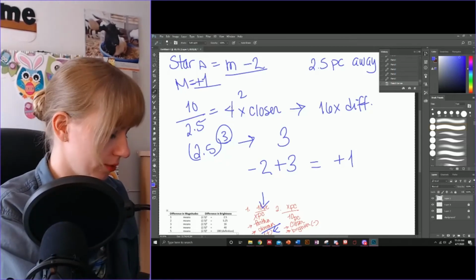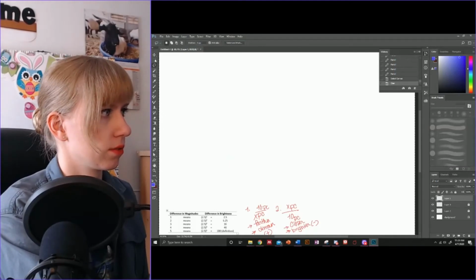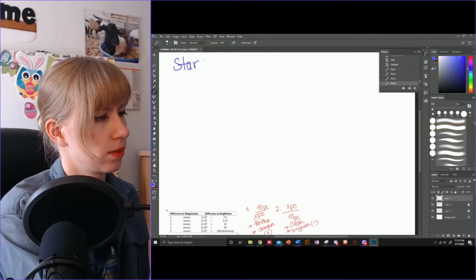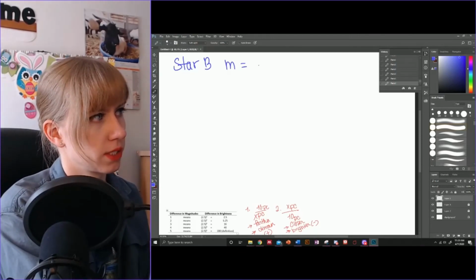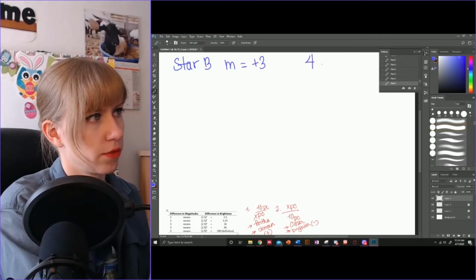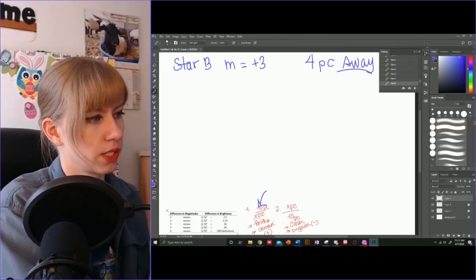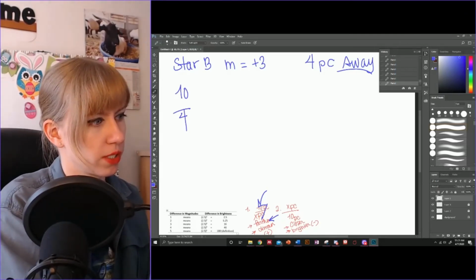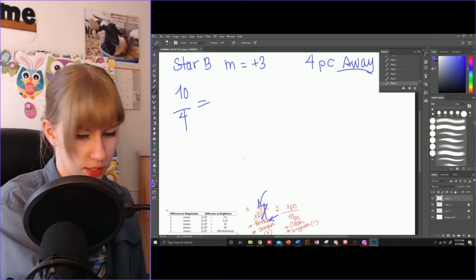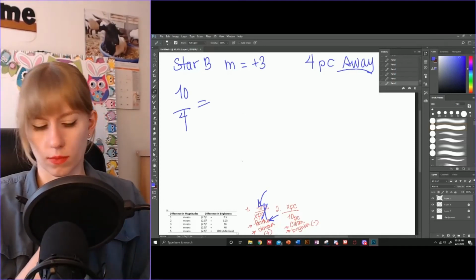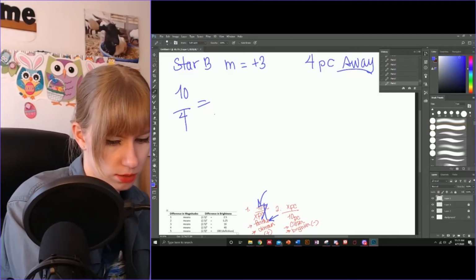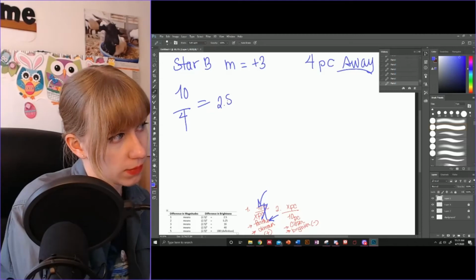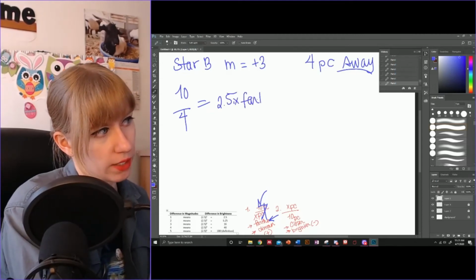Let's give another go. Same thing. We're going to try closer. Okay. Star B has an apparent magnitude of, let's say, +3. It is 4 parsecs away. Okay. Again, using option 1, we need to push it farther, so we have to do 10 over 4. Again, because both have parsecs, we're just going to delete those out. And 10 over 4 is going to give us 2.5. So we have moved 2.5 times farther away.